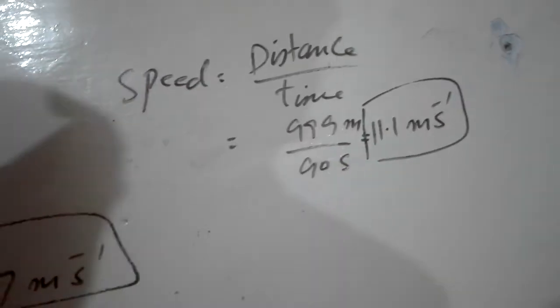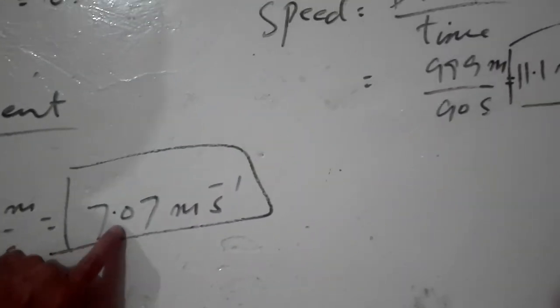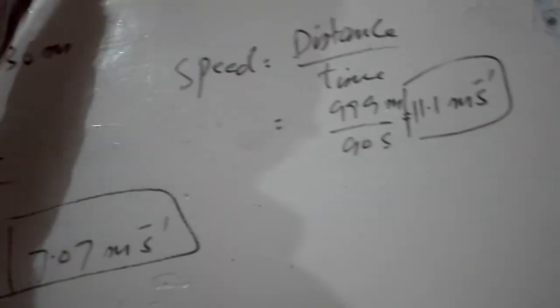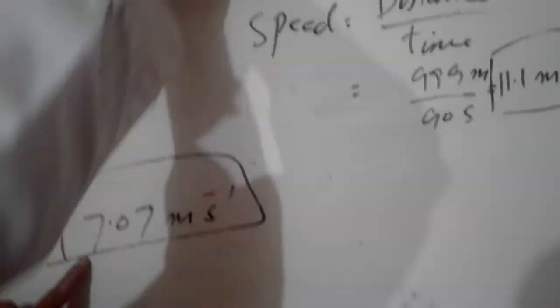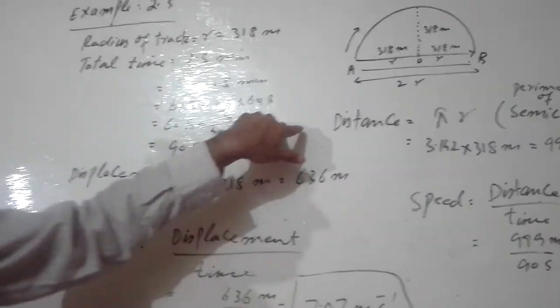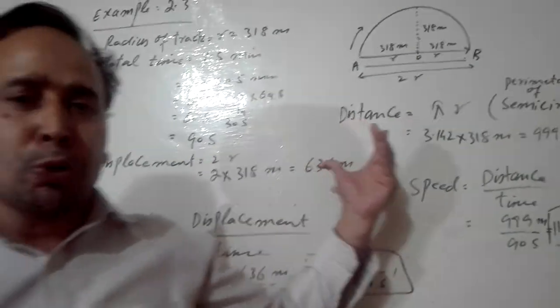So this is the velocity, and this is the speed. What have you noticed about these two? This is less, this is larger. So distance is larger and displacement is the shortest. So in this way your example 2.3 is completed. It is also solved in your book. That's all.